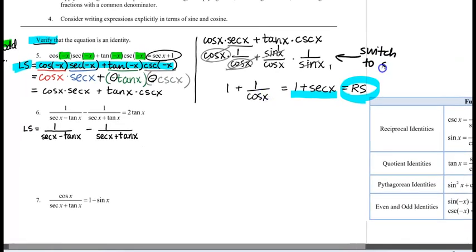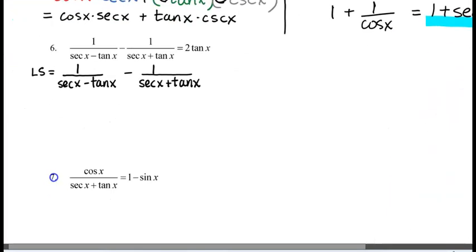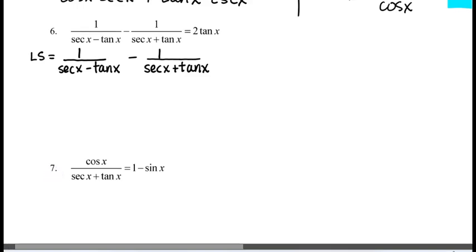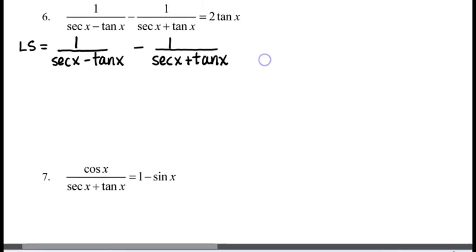Because the thing about this lesson is you're going to have to know what techniques to use in order to establish these identities. So we're going to use a different technique here in number 6. Here in number 6, I've started with the left side. It was more complicated. I'm trying to show this is equal to 2 tan x.